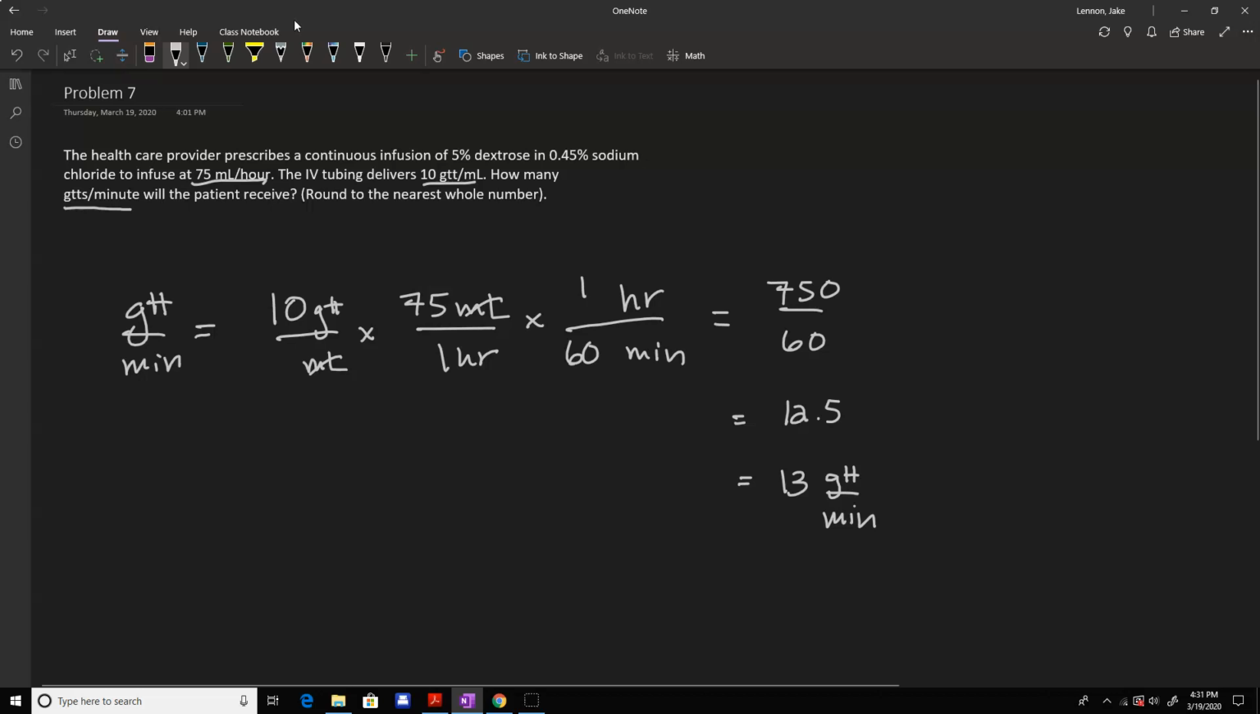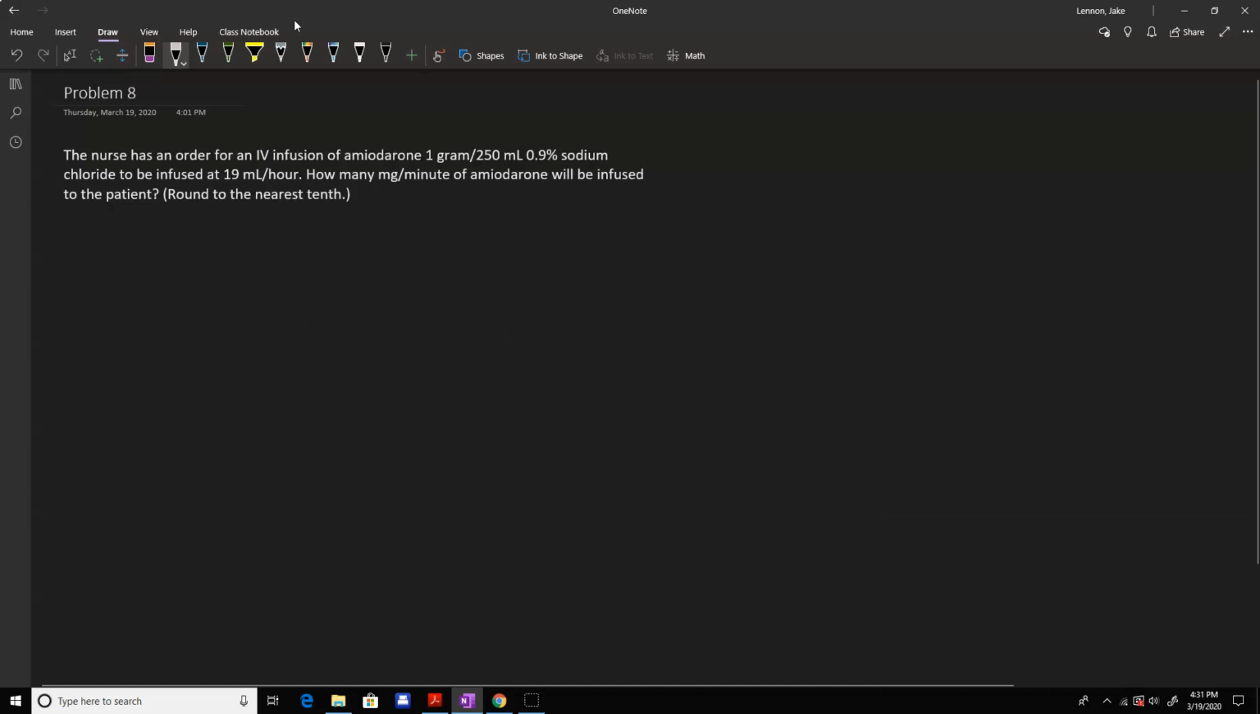All right, so that's it for problem 7. 3 more to go. 8 and 9, I think, on this are the most difficult, or at least the longest.